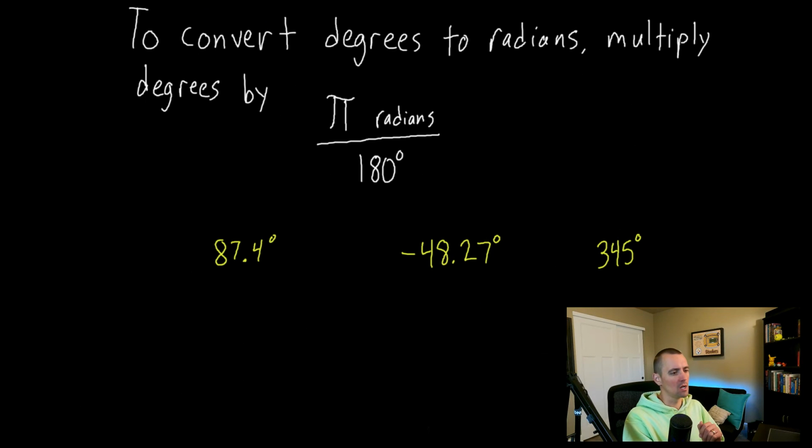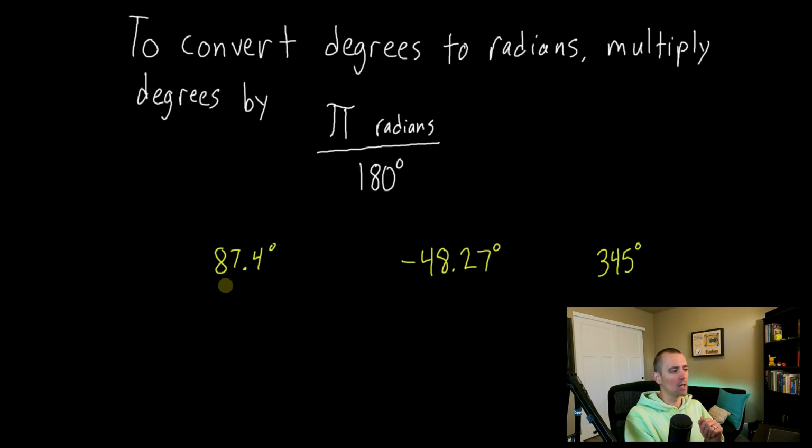Let's say we want to convert 87.4 degrees into radians. What a lot of people do is just take that 87.4 and multiply it by pi over 180. That's totally fine. That does get you to the right answer. You just want to be very careful if you're going to do it that way, because you've dropped off all the units. You've dropped the degrees from the 87.4, the radians from the pi, and the degrees from the 180.